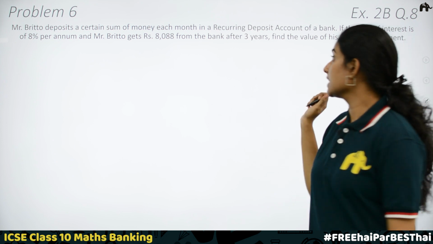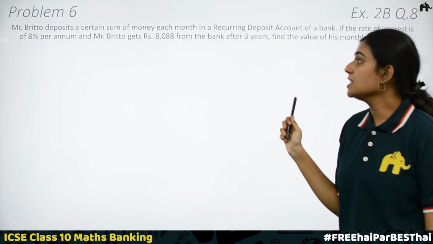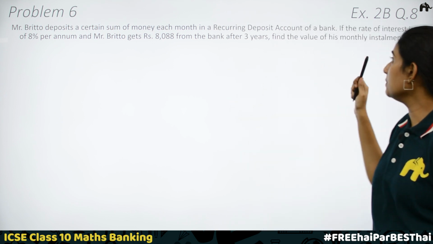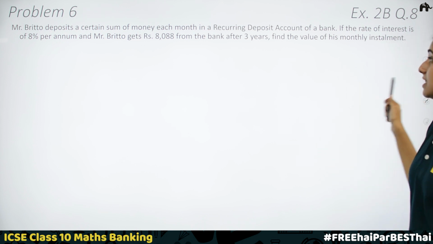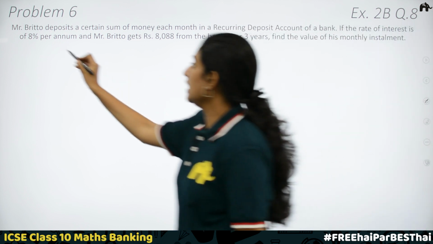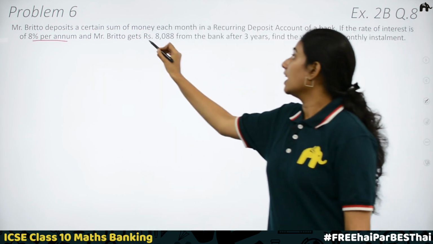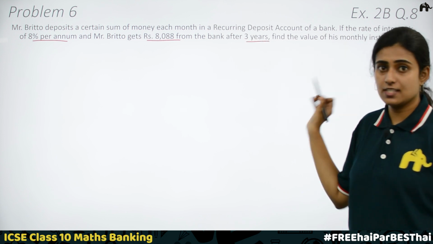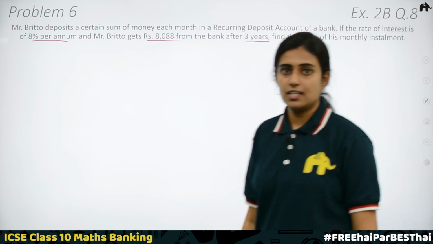Problem number 6. Question number 8 of exercise 2B. Mr. Brito deposits a certain sum of money each month in a recurring deposit account of a bank. If the rate of interest is 8% per annum and Mr. Brito gets rupees 8,088 from the bank after 3 years, find the value of his monthly installment. Is the question clear?